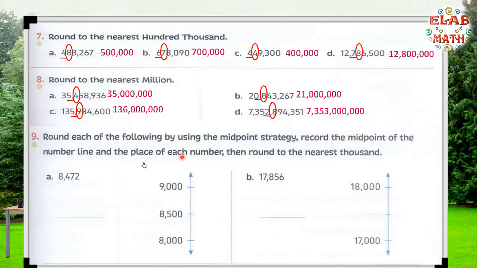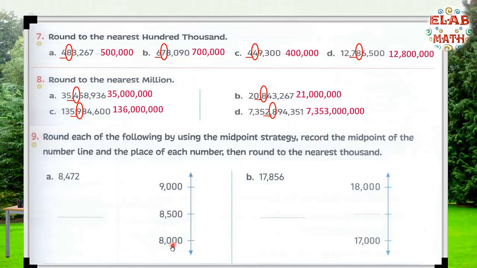Record the midpoint of the number line and the place of each number. Then round to the nearest thousand. Your number here is 8,472. We have a number line. In the number line down, we write the 8. So you should see what the digit in the highest place here is. The digit here is 8.